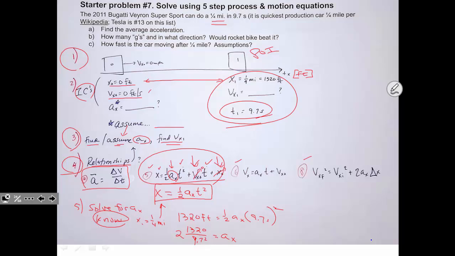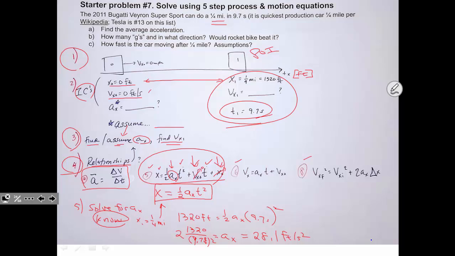How many G's is this? Compare this to Earth's gravitation. All right, so the number of G's, I'm going to take this and divide it by, not 9.80, because I'm using US units, I'm going to divide it by 32 feet per second squared. And I've got 28.1 feet per second squared for the Bugatti. Units cancel. It's a unitless number. This is going to be a number slightly less than 1. So this is 0.87, I'll call it 0.88 G's.